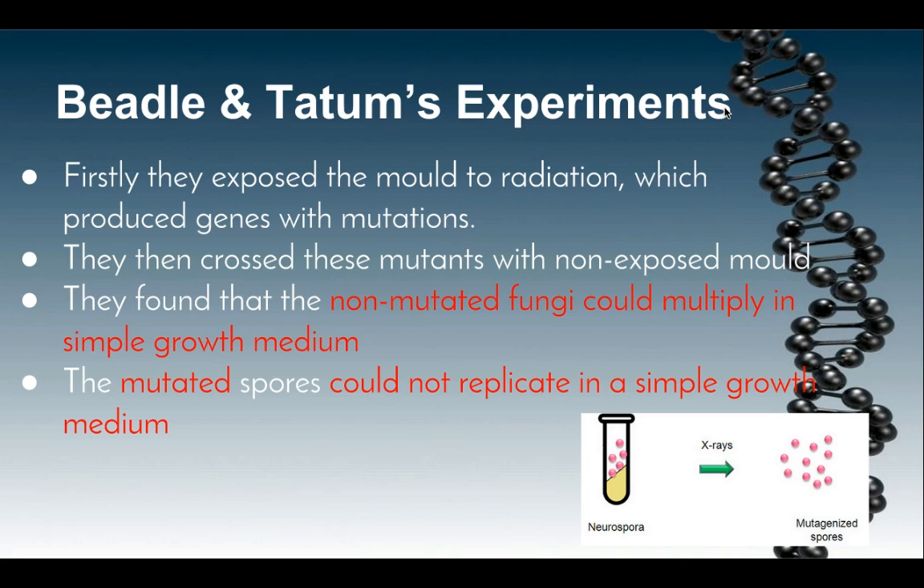They then crossed these mutated spores with the non-mutated spores. When these two variations of mold were placed into the simple medium, the mutated spores would not grow. However, the non-mutated spores were able to multiply.